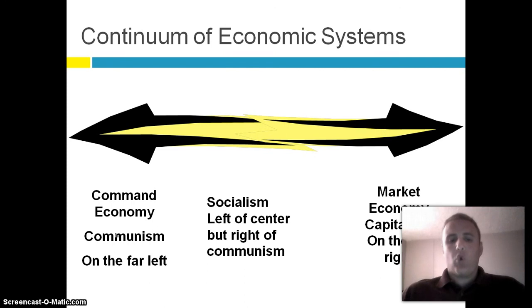Hopefully this kind of organizes it a little better for you. A command economy, a communist type government, would be on the far left. On the far right, a market economy or a capitalist society. And in the middle, these types of mixed economic systems that we see a lot today kind of blend some ideas of the command economy and some ideas of the market economies to fit what their nation needs.